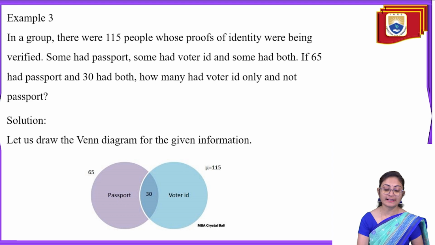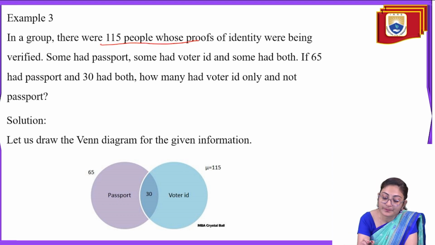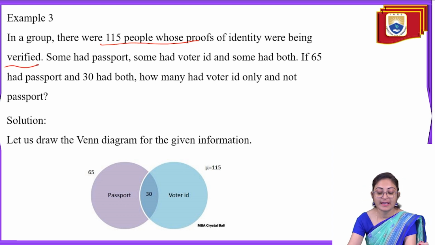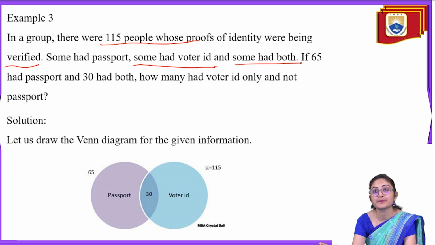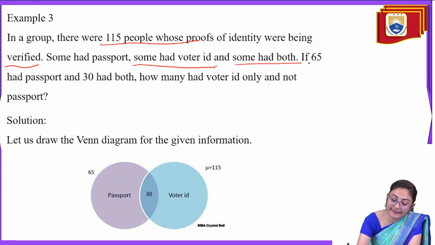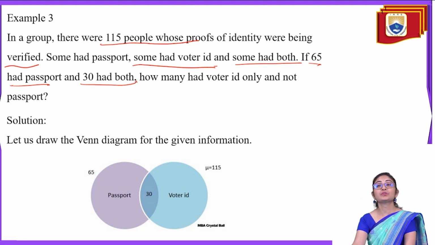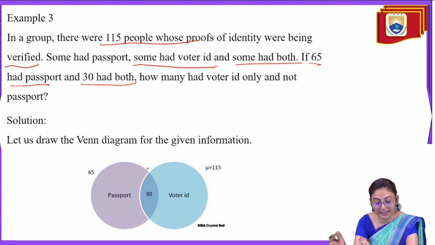Now the next question is that in a group there were 115 people whose proofs of identity were being verified, and some had a passport, some had a voter ID, and some had both. Now if 65 had a passport and 30 had both, how many had voter ID only and not the passport? Now whatever information you have got, you can put in your Venn diagram.